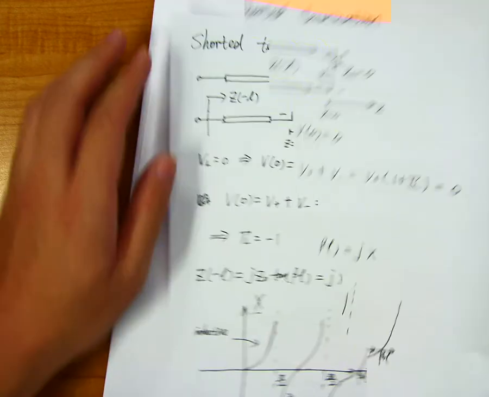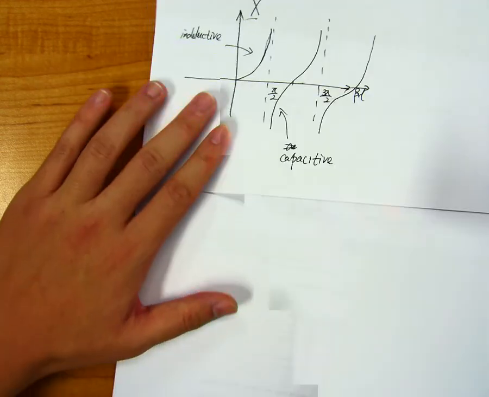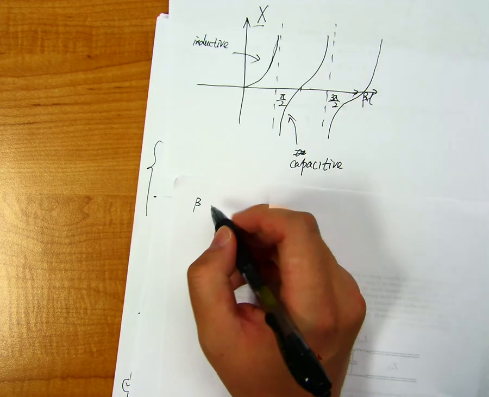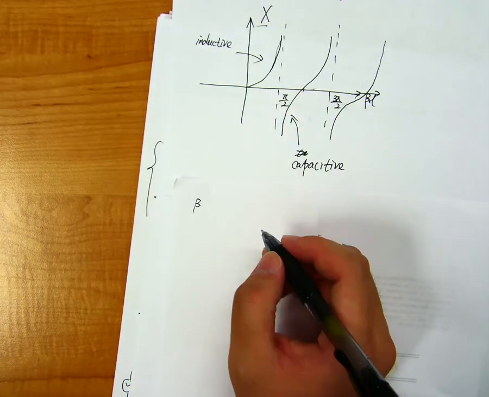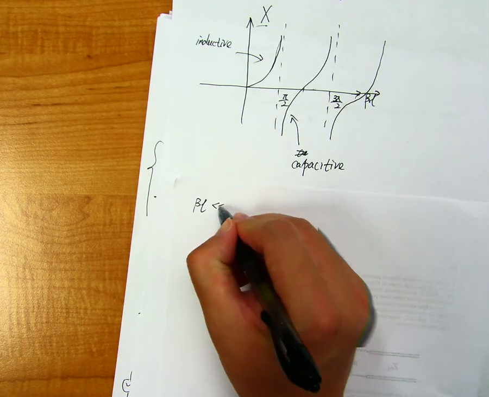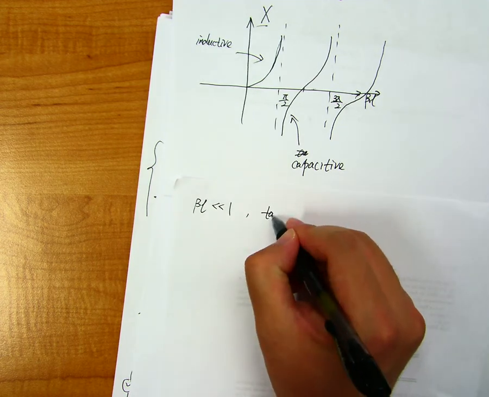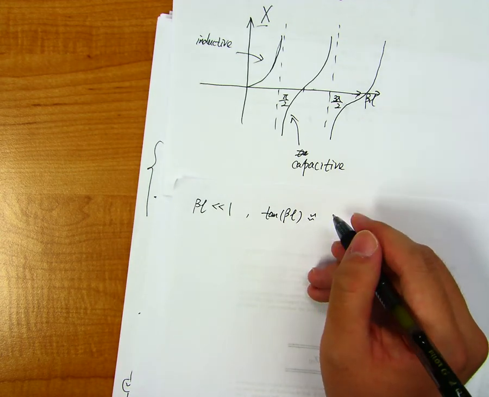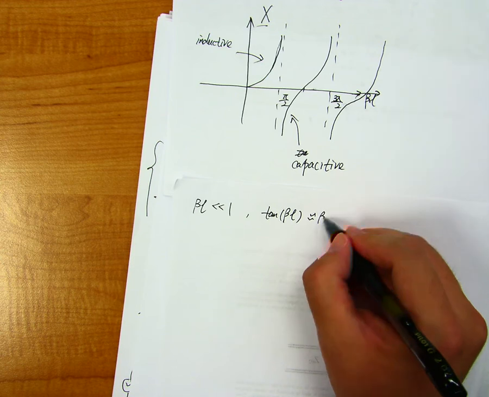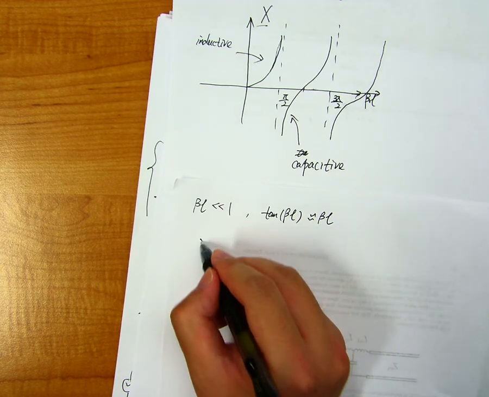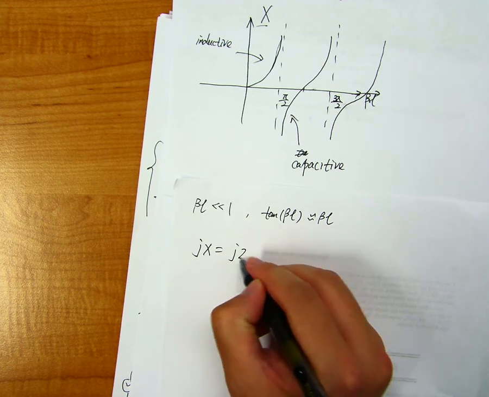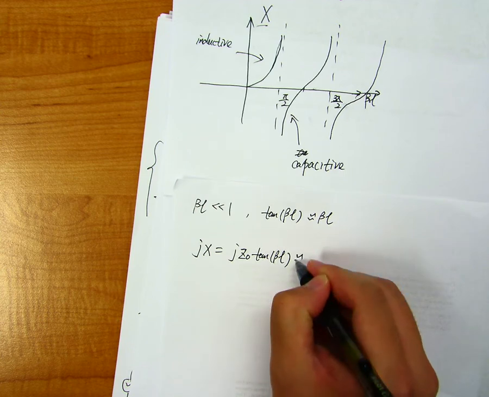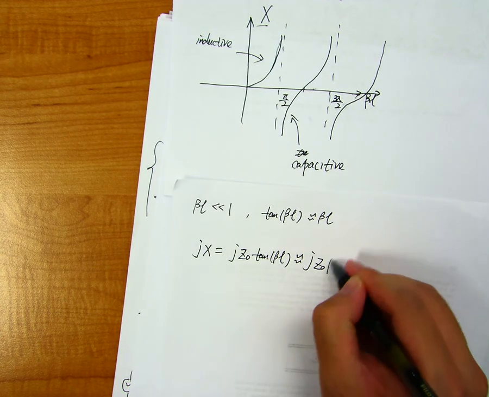And specifically, if we have a very short transmission line, that means a very short, shorted termination transmission line, which means beta L is much smaller than 1, then tangent of beta L is approximately equal to beta L, right? So in this case, Jx is equal to J Z naught tangent beta L, which is approximately equal to J Z naught times beta L.